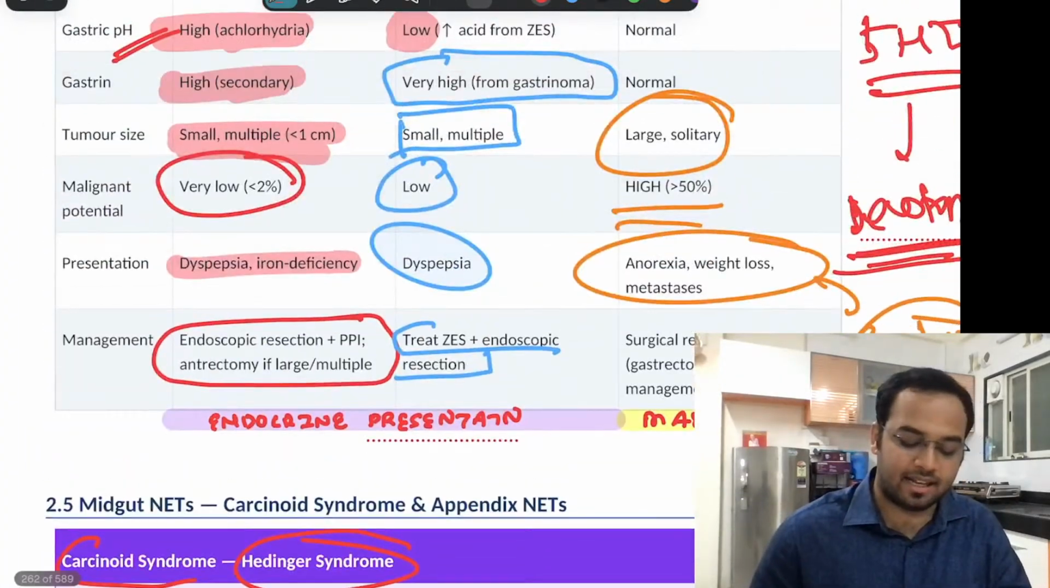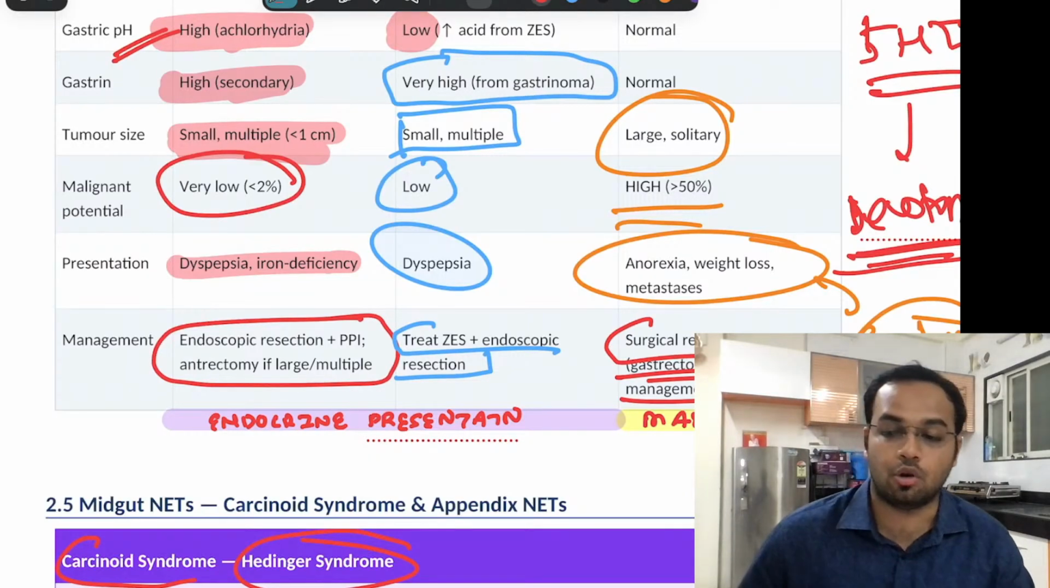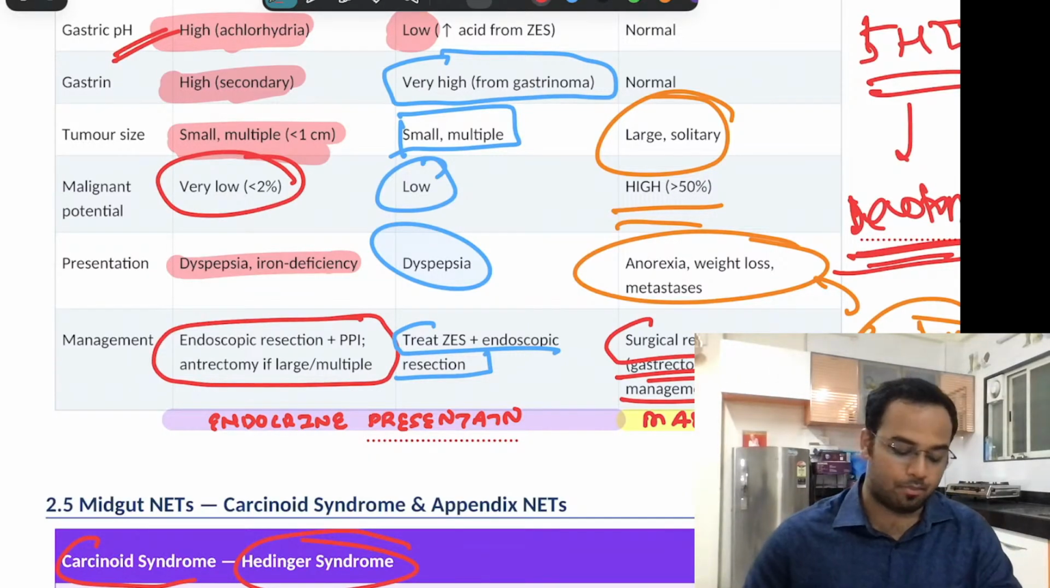So type 3 में क्या दिखेगा? Surgical resection, gastrectomy plus oncological management. Because it is a malignancy, here you need to go for what is called as an oncological management. Very much important for you to know.